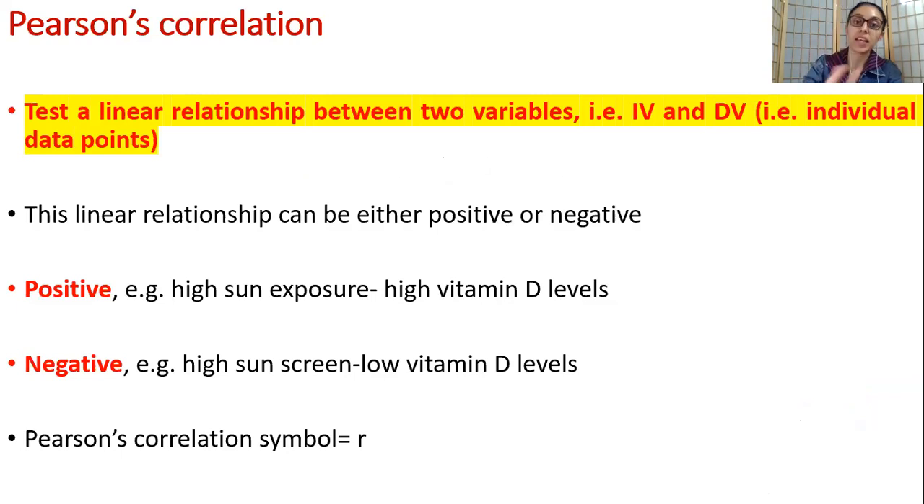So the three main things which we are going to be covering in today's tutorial in terms of bivariate analysis are Pearson's correlation, independent samples t-test, and Pearson's Chi Squared test.